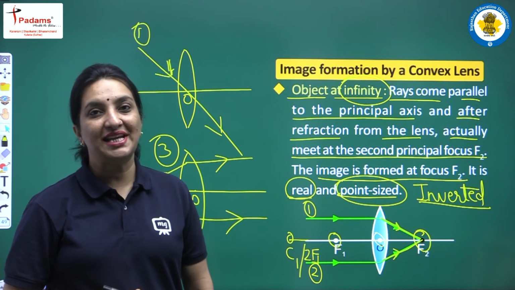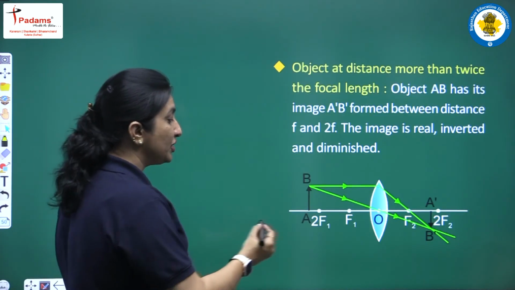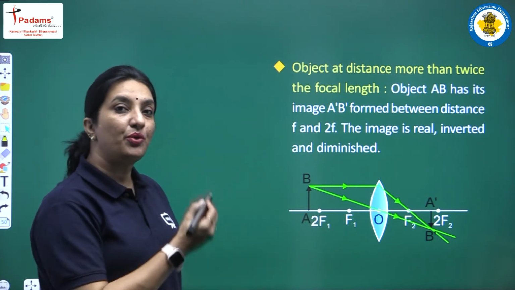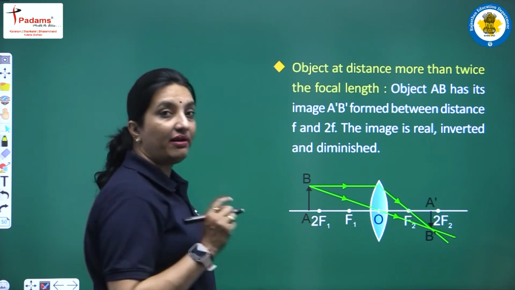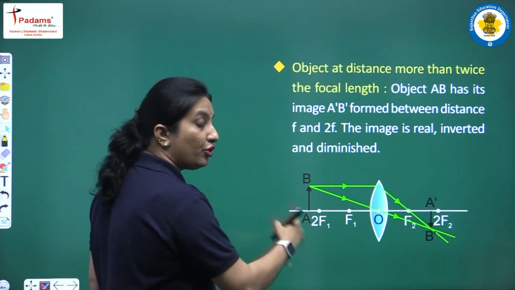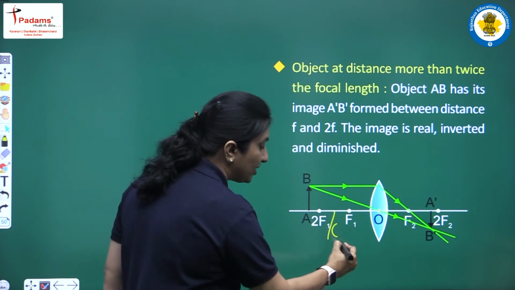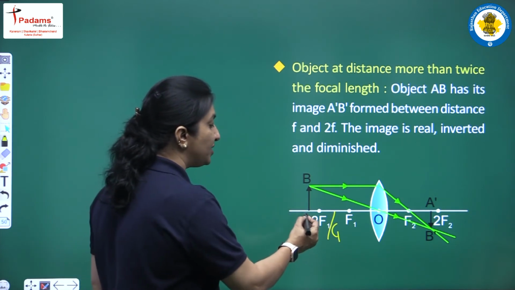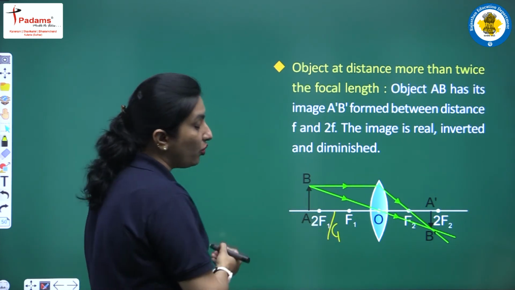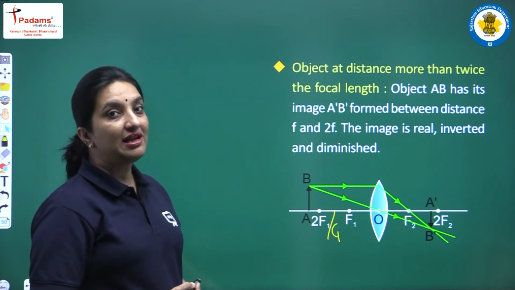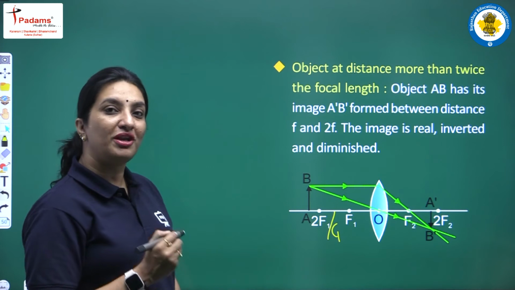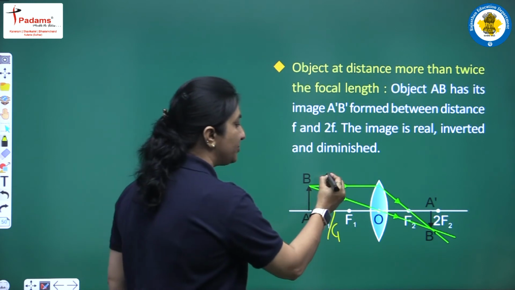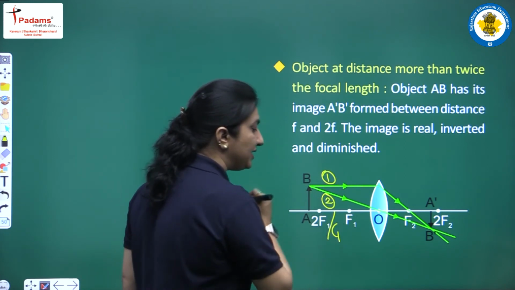So let's see the second position of the object. Now suppose the object AB is placed beyond 2F1, or we can say between infinity and 2F1, and students, mind this, that here I have shown 2F1, you can take it as C1 also, which is the center of curvature. So when the position of the object AB is beyond 2F1 or C1, let's see how the image is formed. Now for image formation we must again have at least two rays. So let this be my first ray and this be the second ray.